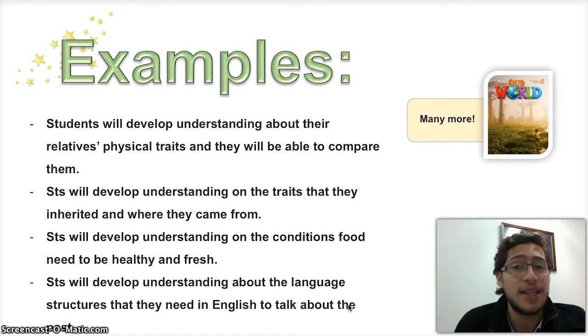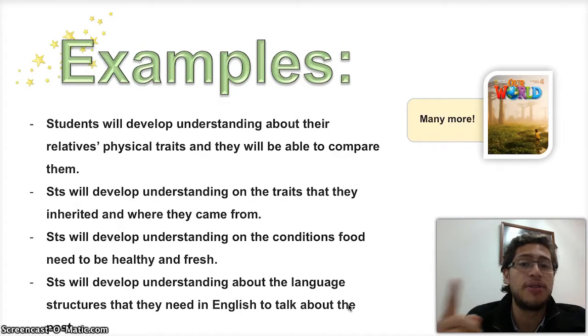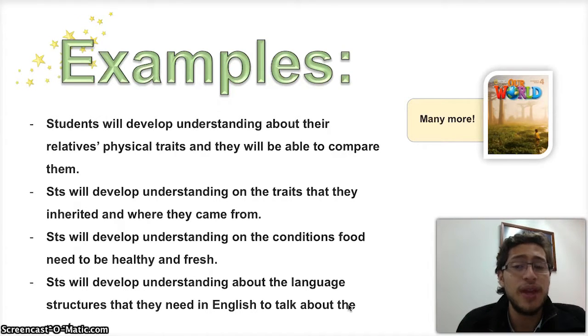We have been given a tip, and it's a formula. Students will develop understanding on, or students will develop understanding about, but we can add other verbs to that. We could say, for example, students will develop understanding, raise awareness, be sensitive about this or that topic, and this way we would have more possibilities than only saying students will develop understanding.